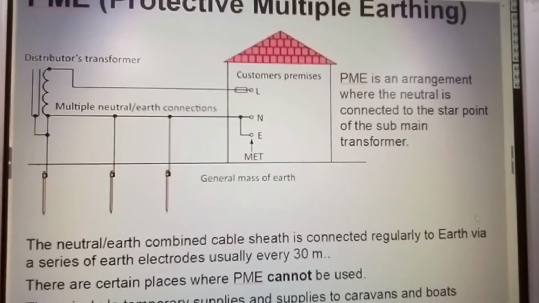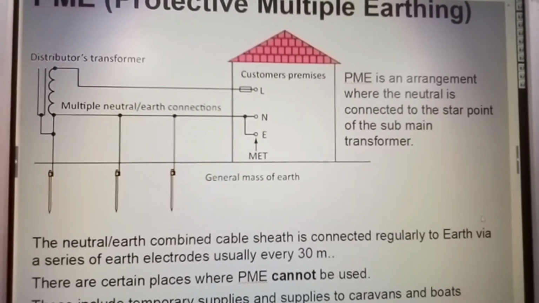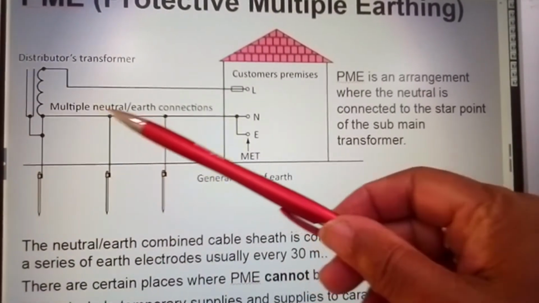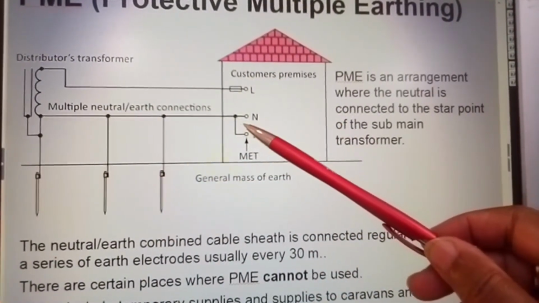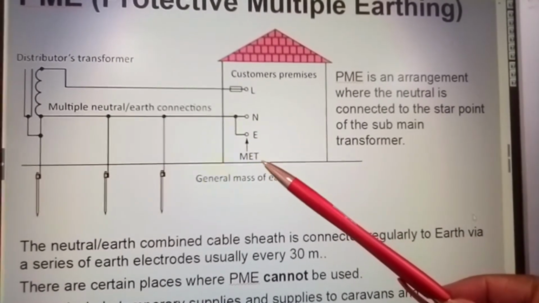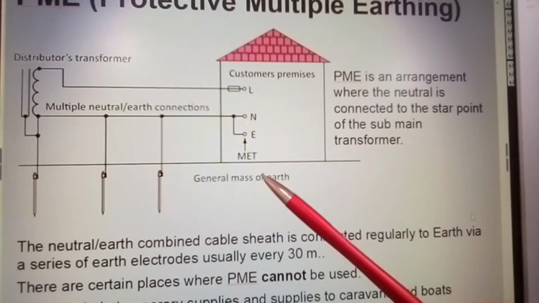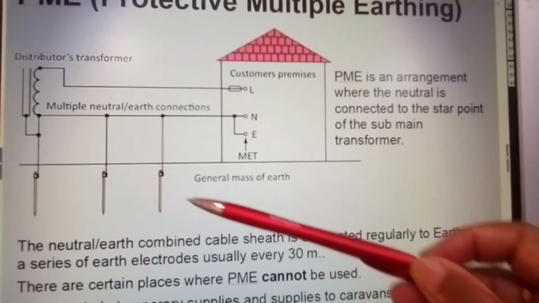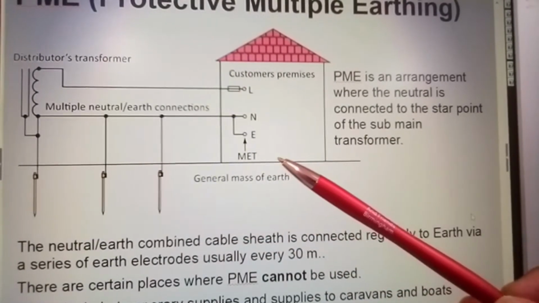And this is protective multiple earthing. All it's showing you here is that PME is similar to the one we just had, where the neutral is bonded down to earth. Okay, main earthing terminal, MET, general mass of earth. But it's also showing you that in some cases you can use electrodes to create that effect as well.